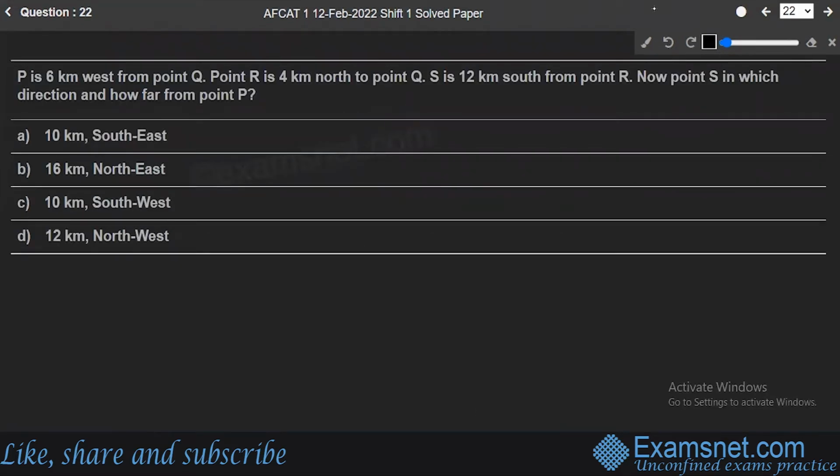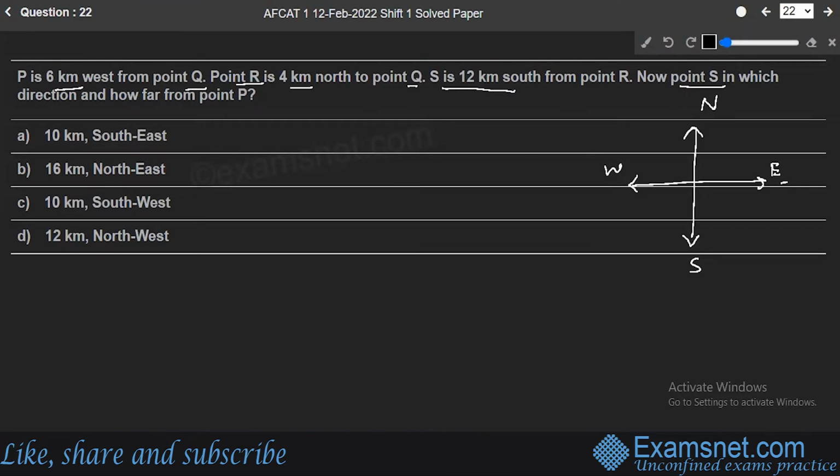Question number 22. P is 6 kilometers west from point Q. Point R is 4 kilometers north of point Q. S is 12 kilometers south from point R. Now, point S is in which direction and how far from point P? I hope you are already aware of the directions, right? Let's quickly have a look at the directions. This is north, this is always south. In this map, this side represents the east and this one is the west. So I'm starting from Q. P is 6 kilometers west from Q.